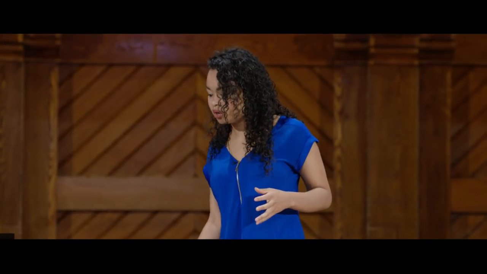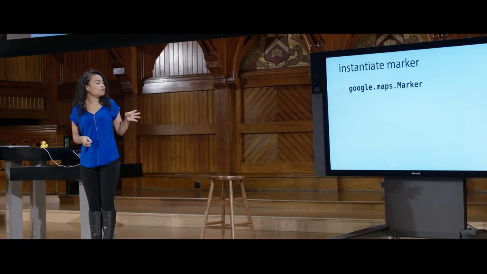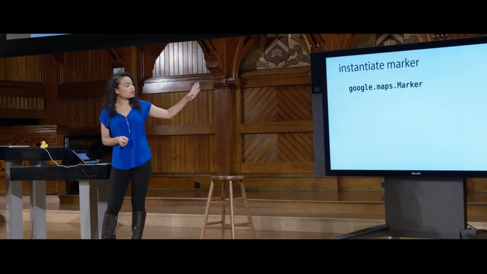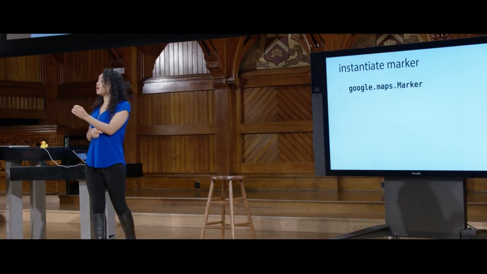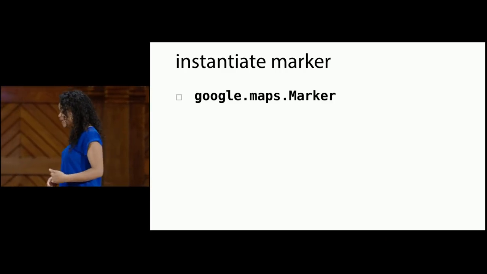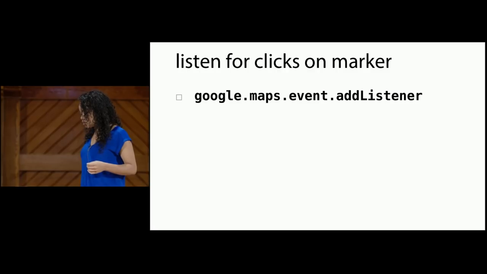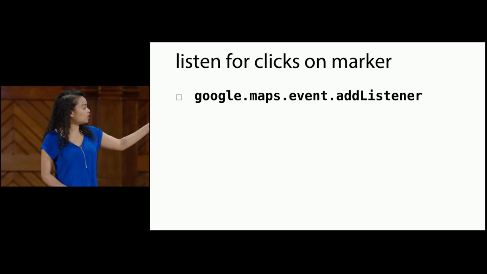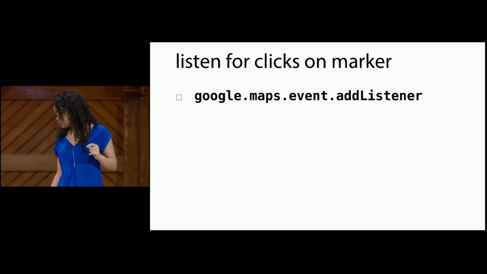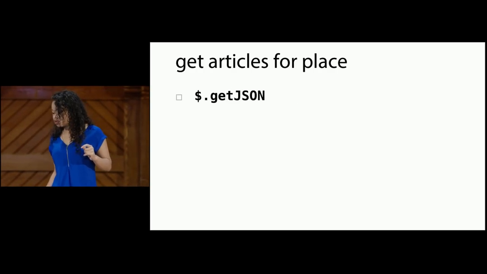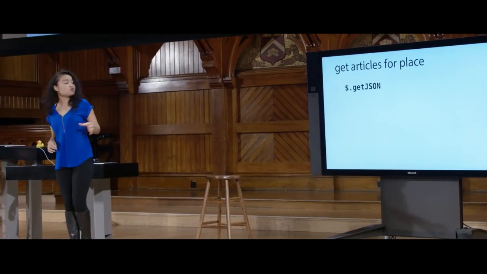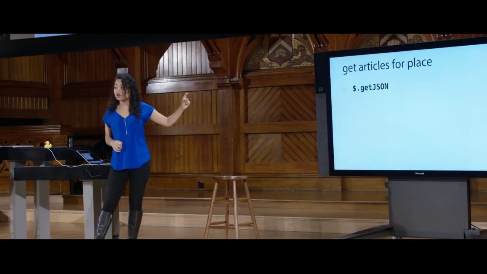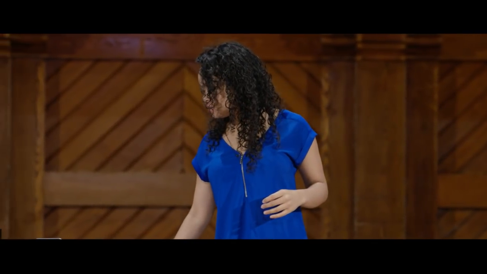So to instantiate the marker, I'm pointing you towards the marker library. So we're going to go to google.maps.marker, and then within there, if you look up the API, you'll be able to find functions that will allow you to instantiate and add listeners, such as the add listener function. In order to get articles for the place, go back into the distribution code to see how we used getJSON. That's another hint. So again, a lot of the actual functions and actual implementation are already given to you within the distribution code. It's just a matter of finding where that is.